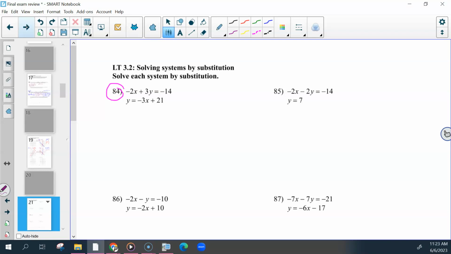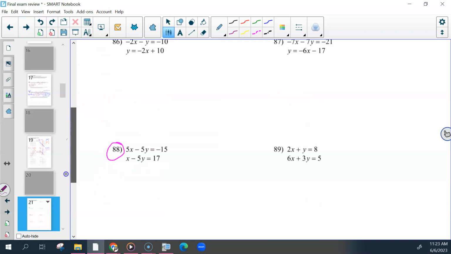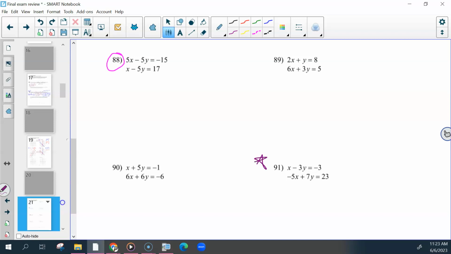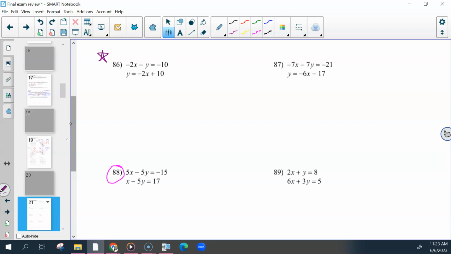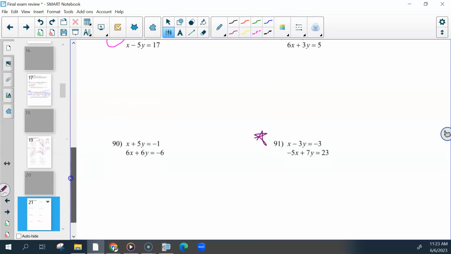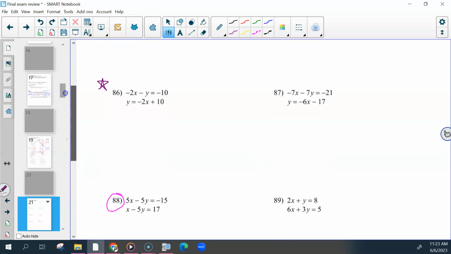Now we're doing systems by substitution. Find any of those you want to go over. If we do number 86, and number 91. Any others? So let's start with 86.